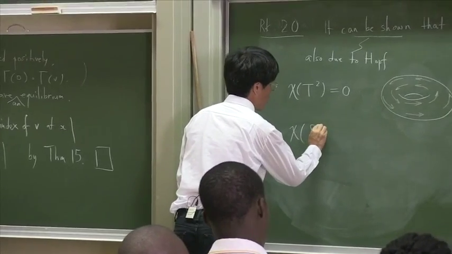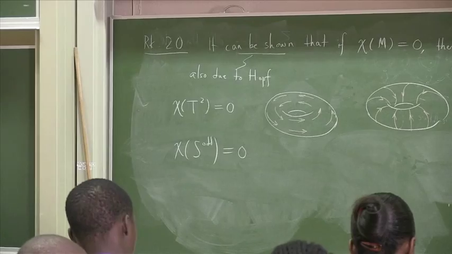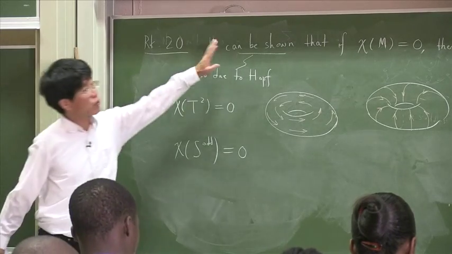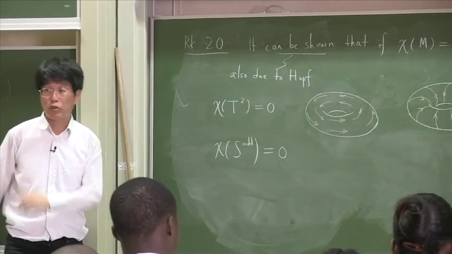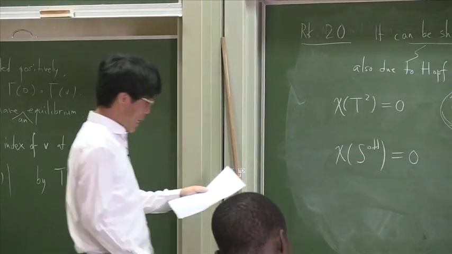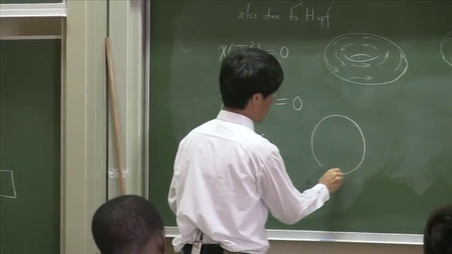How about the odd-dimensional sphere? We also know that the Euler characteristic is zero. And according to this side remark by Hopf, we should be able to draw an everywhere non-vanishing, everywhere non-zero vector field. In the case of S1, it is extremely easy to do so.